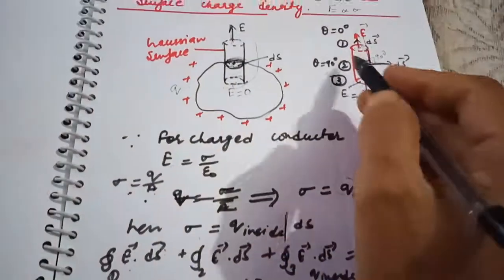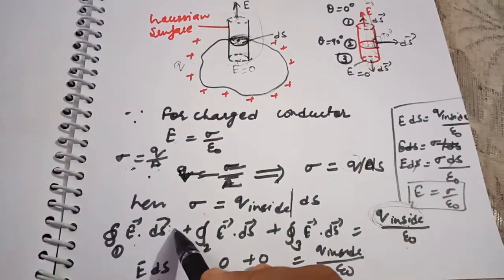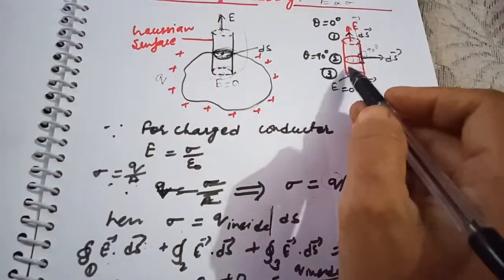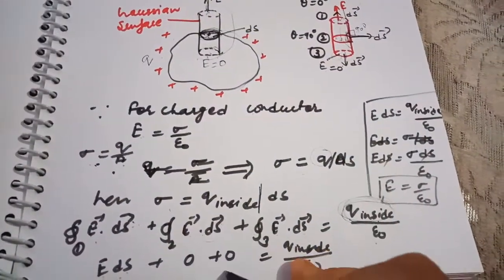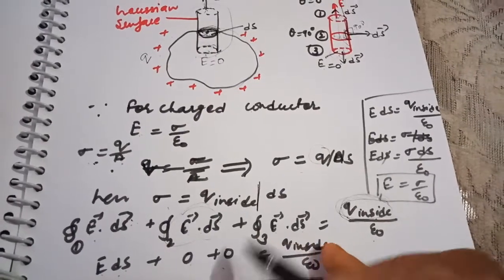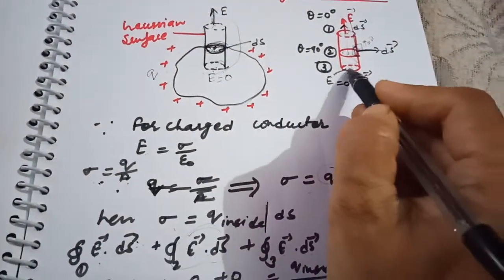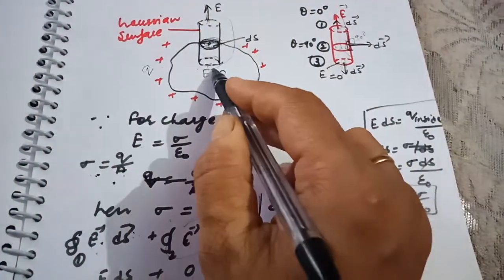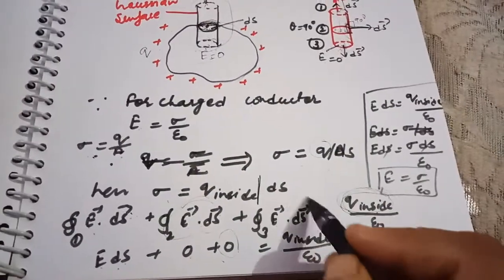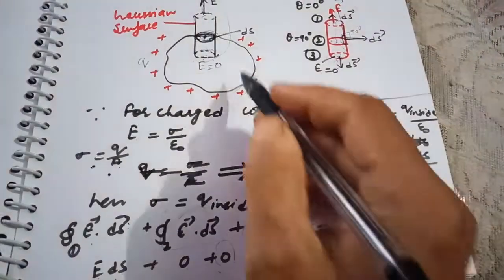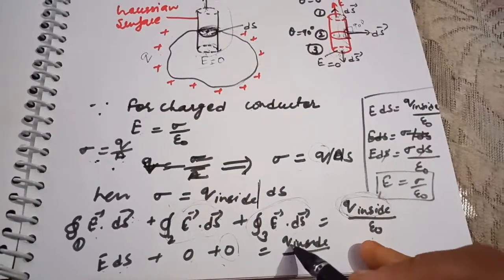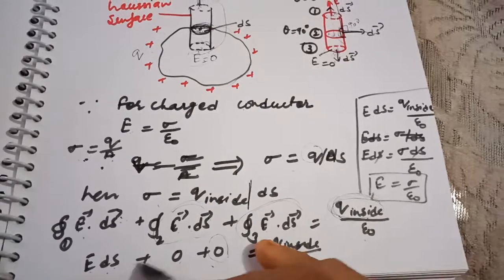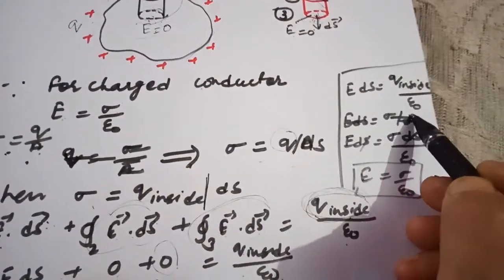Here the angle is 0-degree. So E ds cos theta, theta will be 0-degree, so we will get E ds. For this surface, theta is 90-degree, cos 90 is 0, so we will get 0 for this expression. And we know that for this surface, the electric field inside the conductor is 0, so this expression is also equal to 0, because this point is lying inside the conductor. And this will be equal to the total charge enclosed by the Gaussian surface divided by epsilon naught. So E ds is equal to Q inside upon epsilon naught.